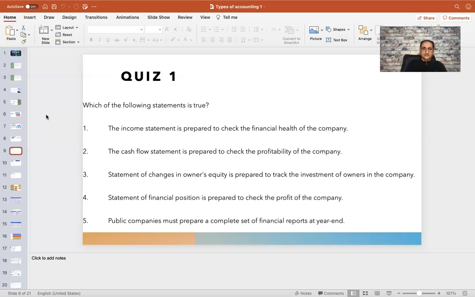And the last statement is public companies must prepare a complete set of financial reports at year end. Yes, it is correct. We have just discussed that, I think 1 or 2 minutes ago. So that is about quiz one. Now I am moving to the next slide.